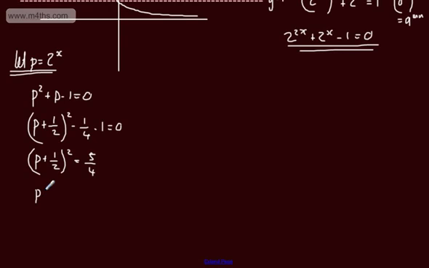I'm now going to square root both sides. p plus 1/2 will be equal to plus or minus the square root of 5 over the square root of 4, which is 2. So p will be equal to minus 1 plus or minus the square root of 5 over 2. So at this stage we can now take our substitution back and say, therefore 2 to the x will be equal now to minus 1 plus or minus the square root of 5 over 2. Now 2 to the x can never be negative. So if we got minus 1 minus root 5 over 2, that is not going to be valid. So we can say 2 to the x cannot be equal to minus 1 minus root 5 over 2.